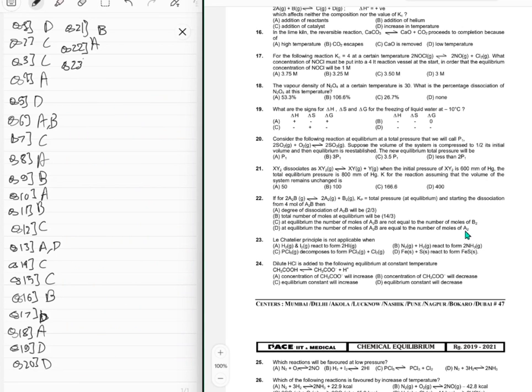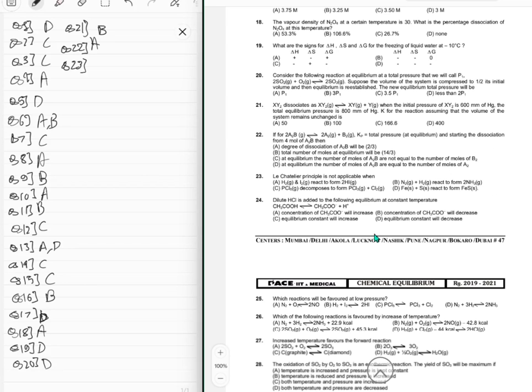Question number 23. Le Chatelier's principle is not applicable when H2O reacts to form 2H. I mean, it is applicable. It's just that we cannot decide on which of the two sides to go because both are the same. PCl, okay, this is applicable, of course. Right, so D, in D it's definitely not applicable because, yeah, it's in solid state. So 23rd, D.